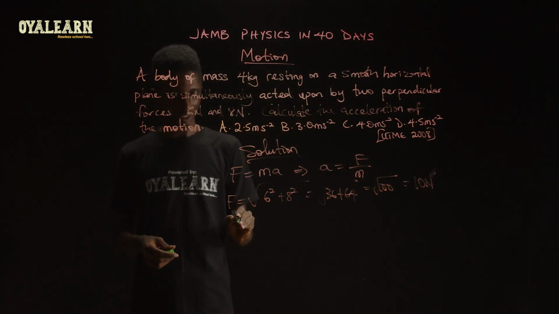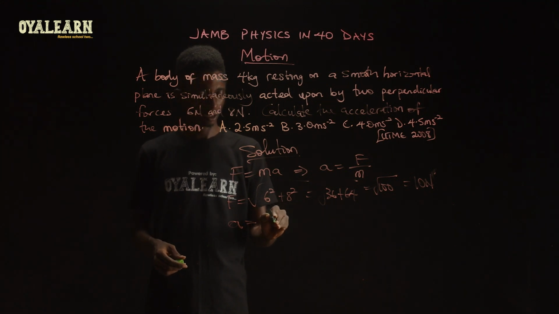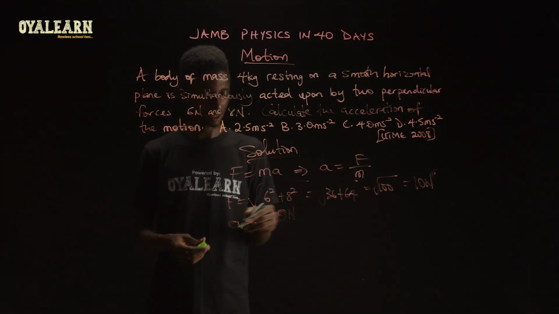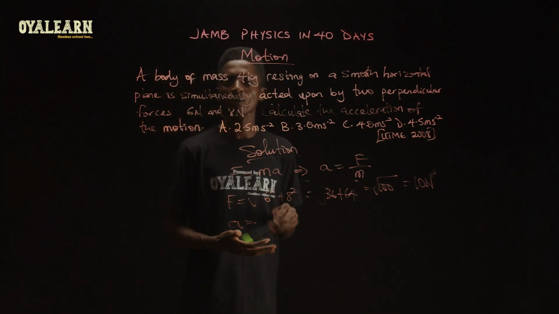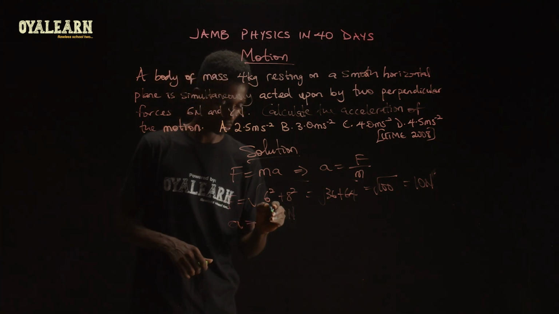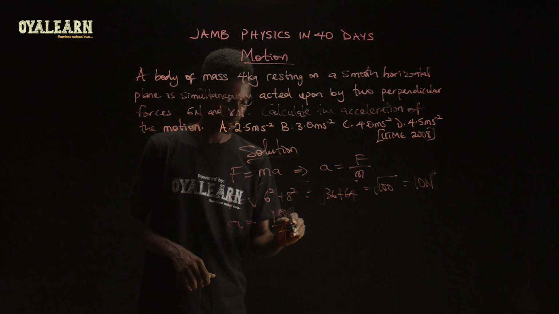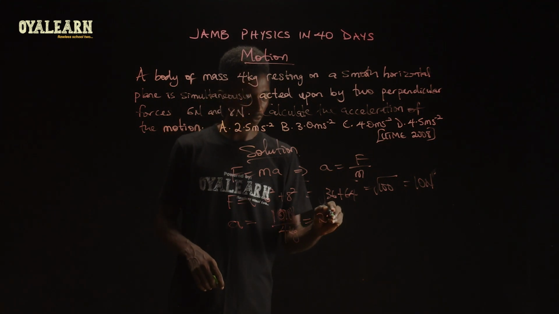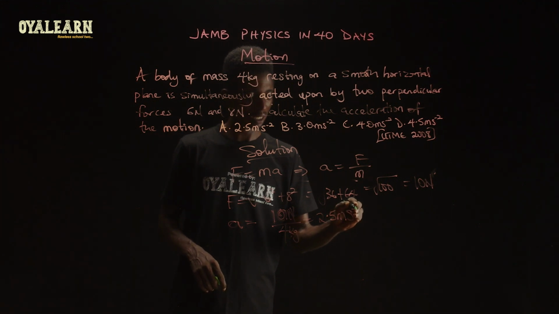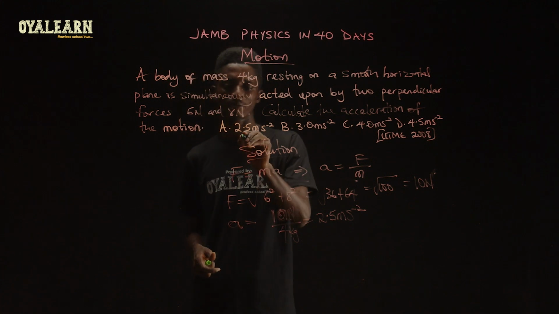So now let's find acceleration. Acceleration is therefore 10 newtons divided by the mass of the object, which is 4 kilograms. So 10 newtons divided by 4 kilograms. This would give us 2.5 meters per second squared. So the correct option is option A.